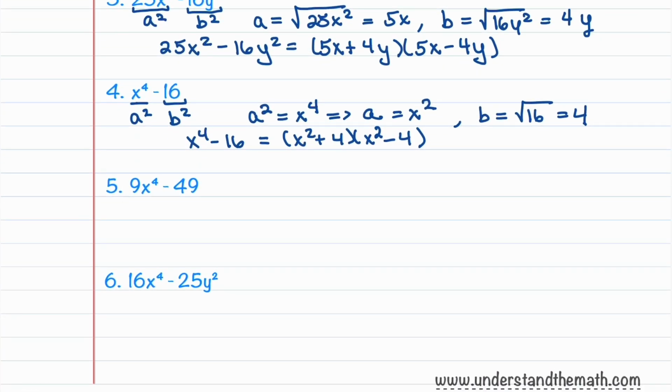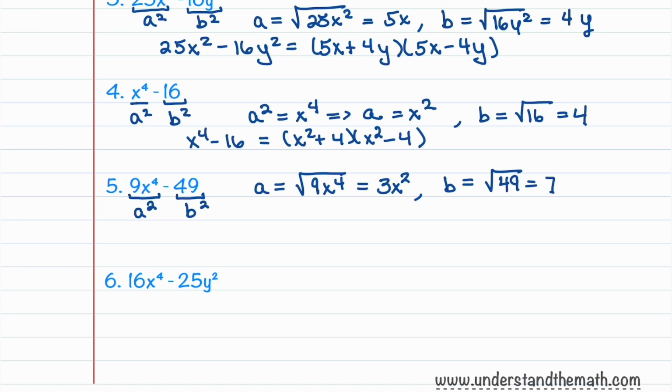Let's do 2 more examples. You might want to pause the video and see if you can do these on your own. Our first term is our a squared, and then our second term is our b squared. A is then the square root of 9x to the fourth, so that's going to be 3x squared. And then b is going to be the square root of 49, which is 7. This gives us 9x to the fourth minus 49 is going to be a plus b. That's 3x squared plus 7, and then a minus b, which is 3x squared minus 7.